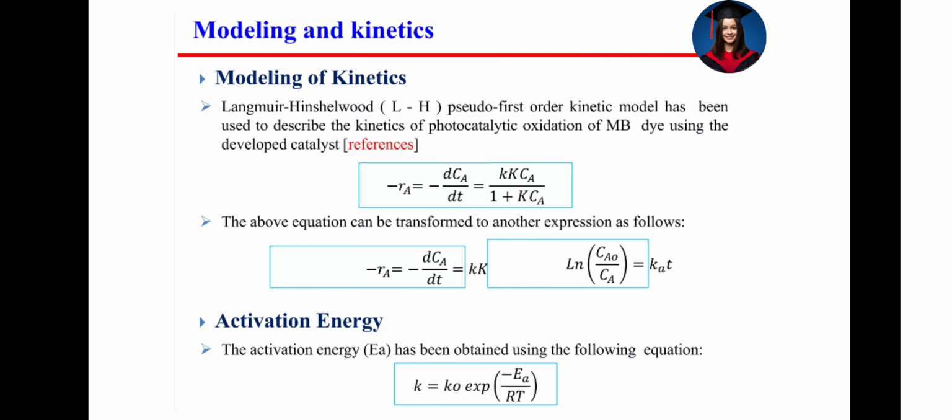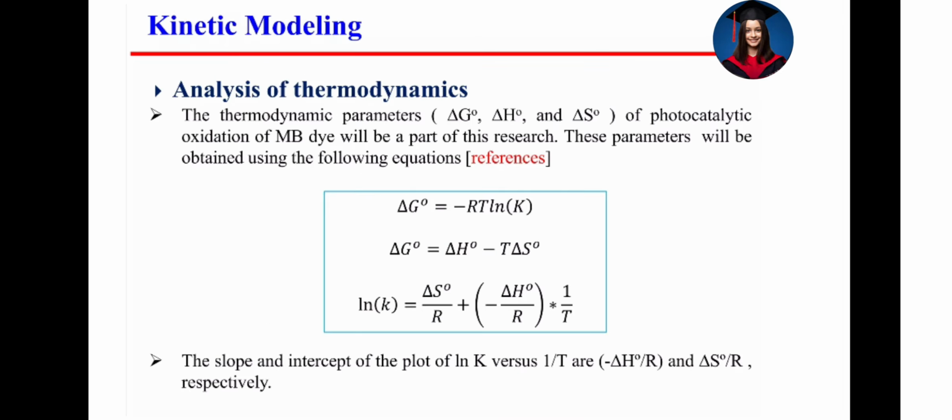Modeling and kinetics are among the most important areas while dealing with the photocatalytic degradation process. Modeling of kinetics: the Langmuir-Hinshelwood pseudo first order kinetic model has been used to describe the kinetics of photocatalytic oxidation of MB dye using the developed catalyst. This is the formula. The above equation can be transformed into these equations which are shown here. Activation energy can be calculated using the formula shown below.